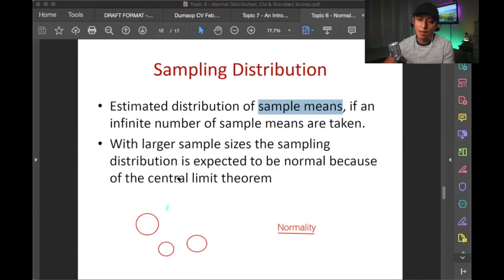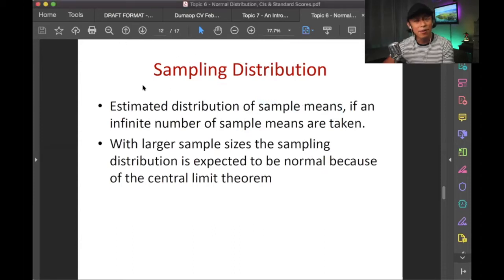I think some of you asked before, when we were discussing the normal distribution, whether it is a bad thing if your data is not normally distributed. Not necessarily, because what matters is a normal sampling distribution.